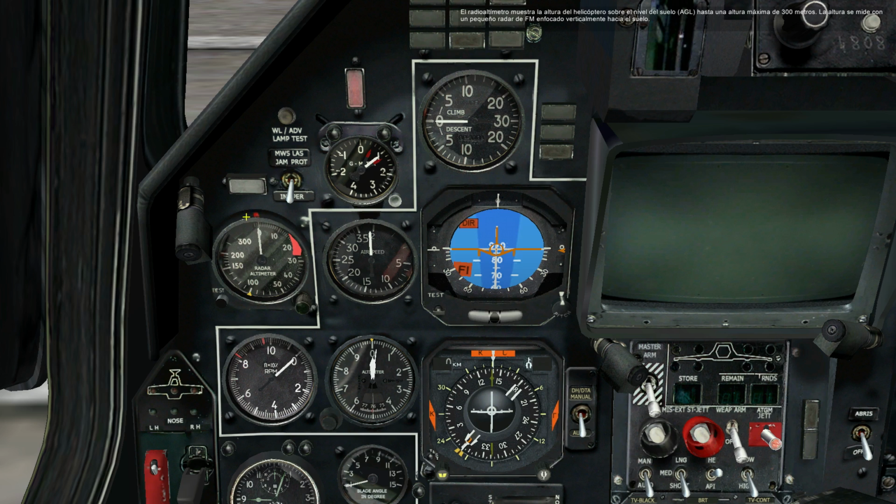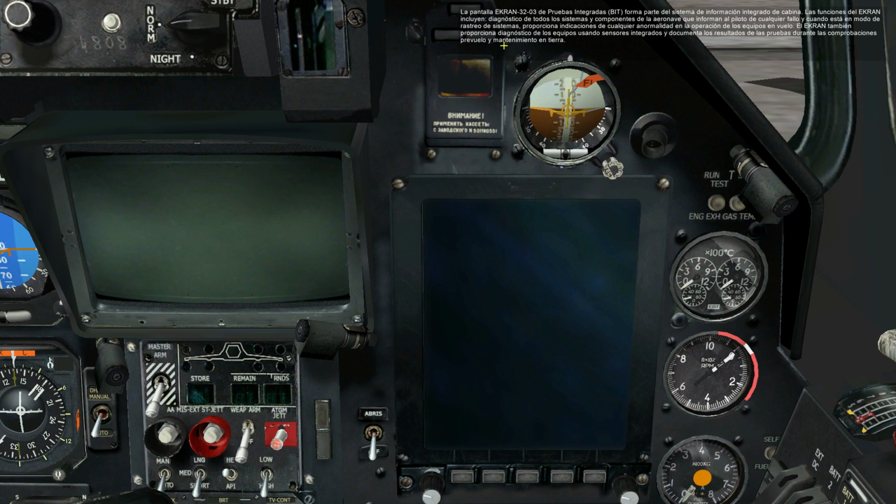The radar altimeter displays the helicopter's altitude above ground level, or AGL, to a maximum altitude of 300 meters. Altitude is measured with a small downward-facing FM radar. The mechanical clock displays the current time in hours, minutes, and seconds. It can be used to measure mission time in hours and minutes, and is a stopwatch to measure short time periods up to an hour in minutes and seconds.